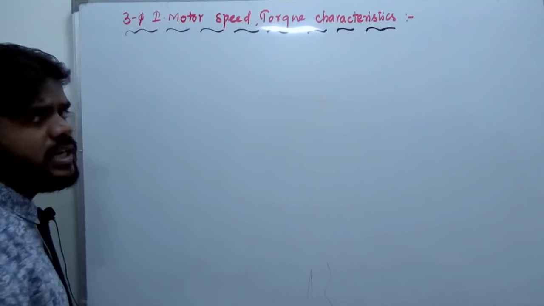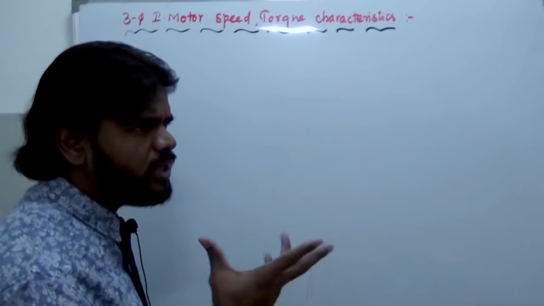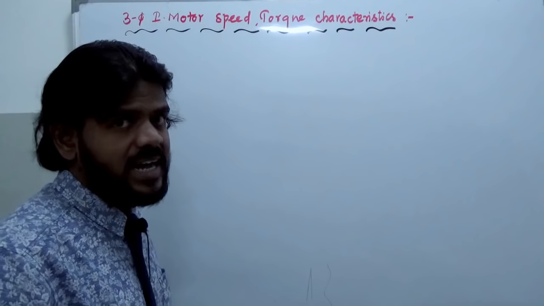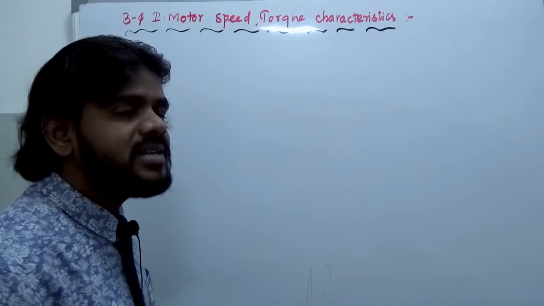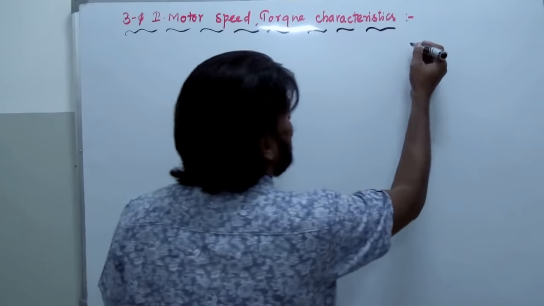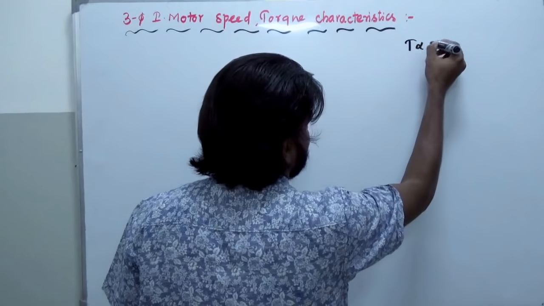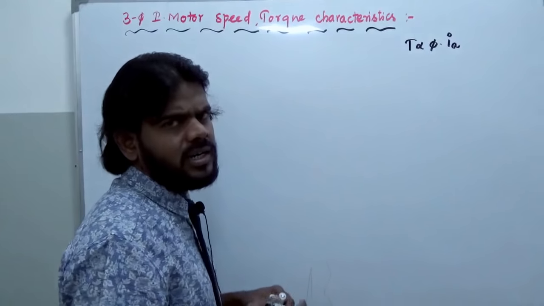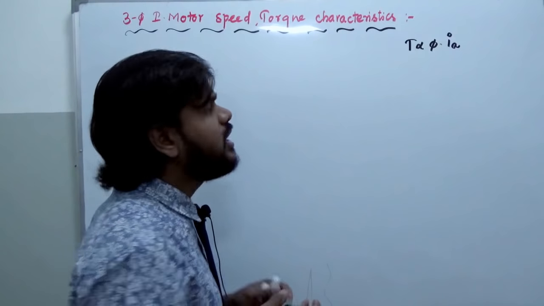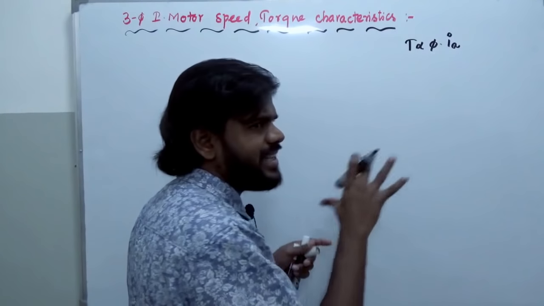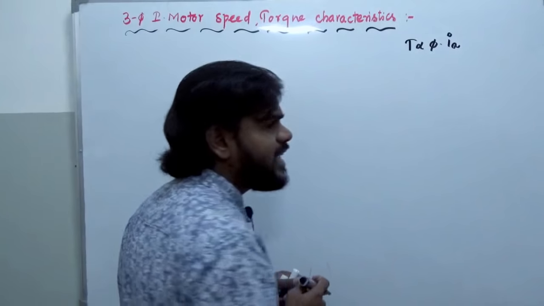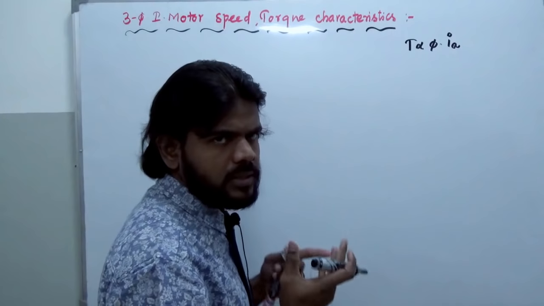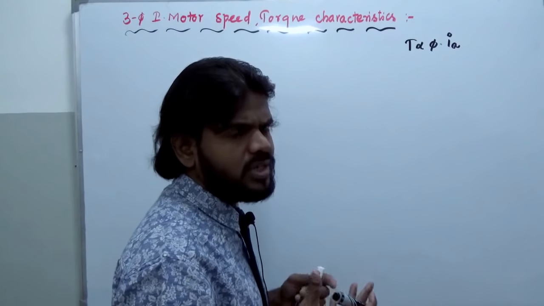Before going into the actual behavior, or into the waveform or graph, first we need to understand the torque equation. What is the basic expression of torque? Torque is proportional to phi into Ia. This is the DC motor equation. Phi is the flux which is established in the field, and Ia is the armature current. This is the equation for torque in a DC shunt motor or a series motor.